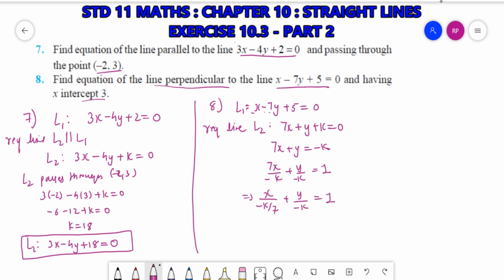See now, why did I rearrange in this form? Because it is given the x-intercept. Now we have the intercept form of the equation, right? What is the intercept form?